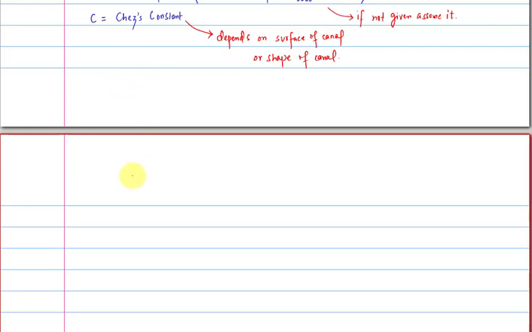Let me write it down here because it is an expanded and lengthy formula. C, Chezy's constant, can be found by using this equation: 23 plus 0.00155 divided by S, and then plus 1 divided by N, and then 1 plus 23. Don't get confused, I need to draw the lines.